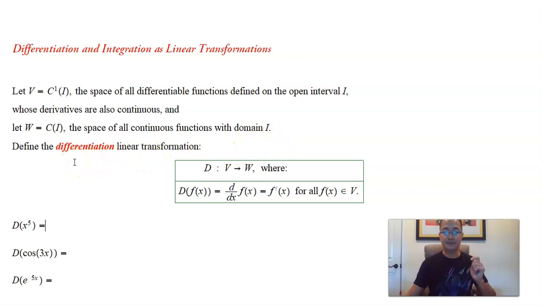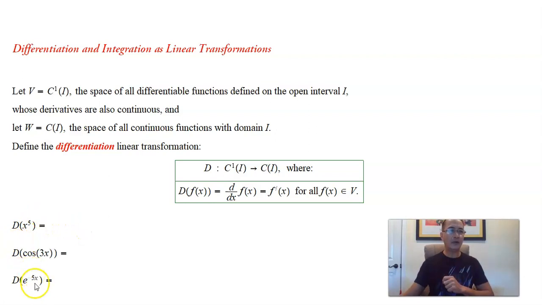So the derivative, which we will call the differentiation linear transformation, represented by the capital letter D for derivative, will simply take as its input a function and output the derivative of that function, which we usually call f prime of x. Okay? So here is why it's important that the derivative is continuous, so that this linear transformation will be well defined. The domain will be C1 of I. The codomain will be continuous functions, C of I.